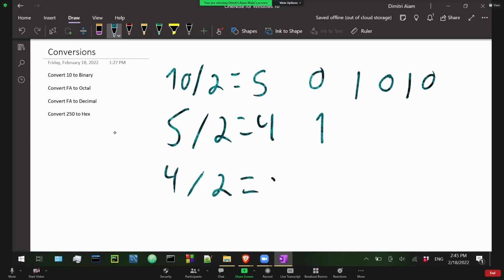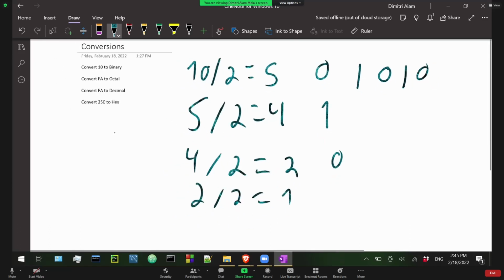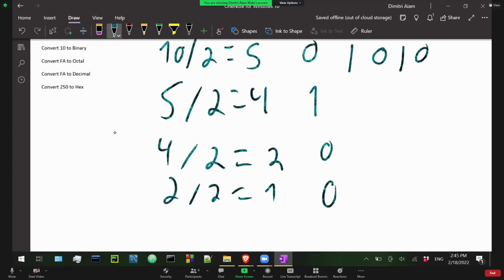Then it's 2 remainder 0. 2 divided by 2 is 1, remainder 0. And then 1 divided by 2 is 0, remainder 1.